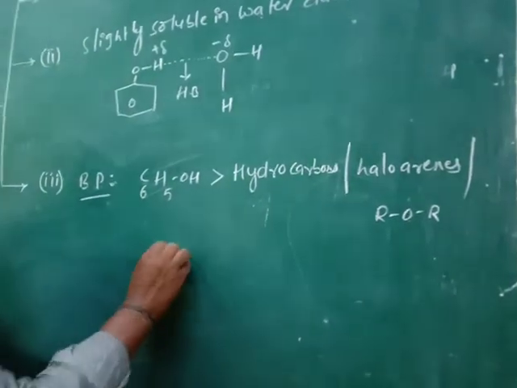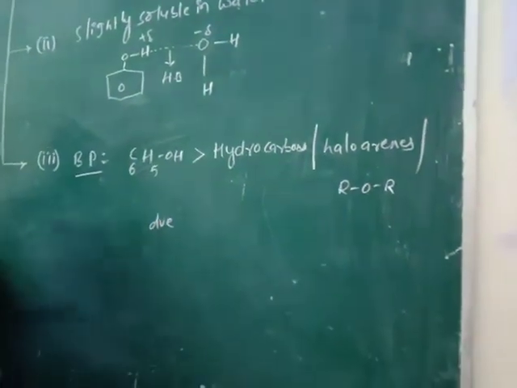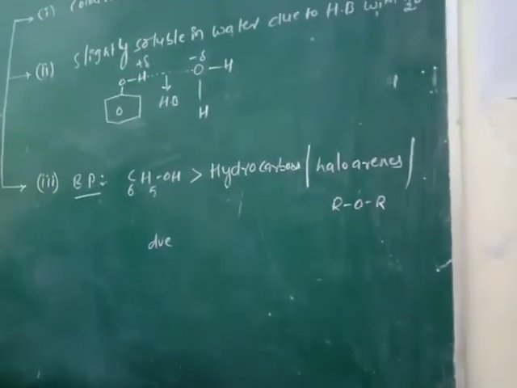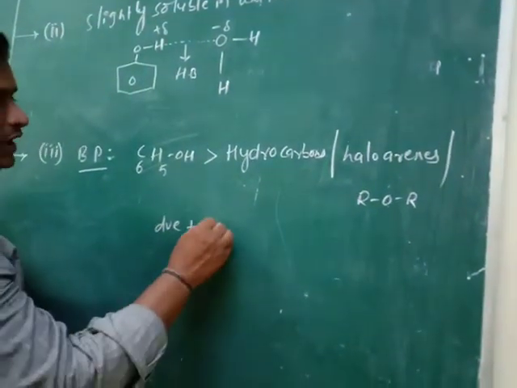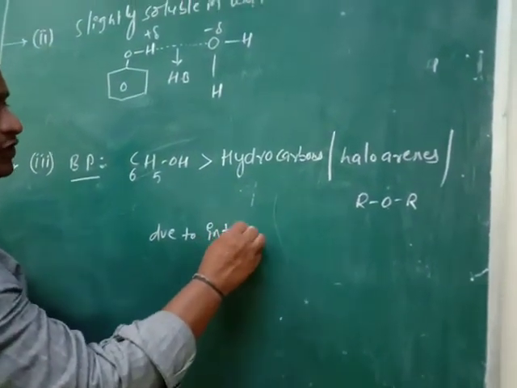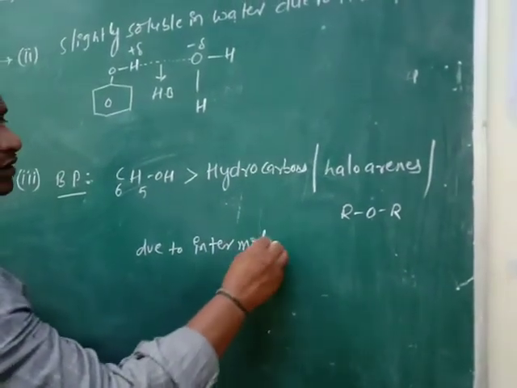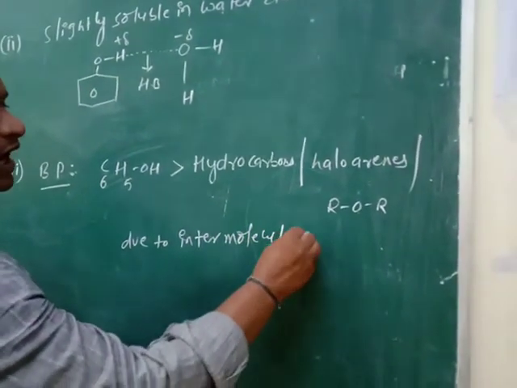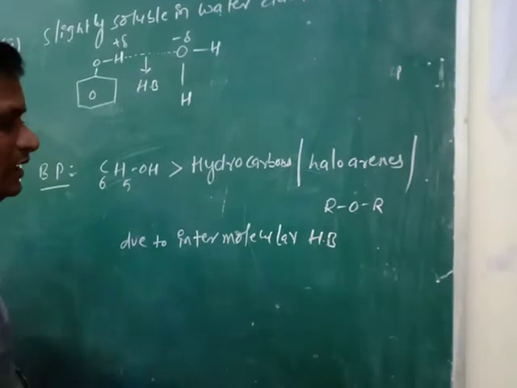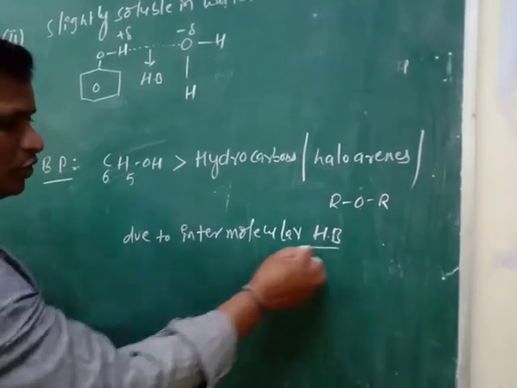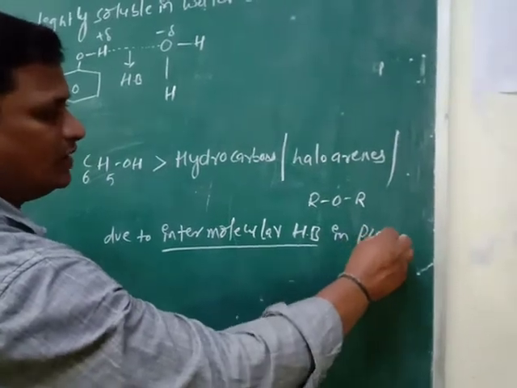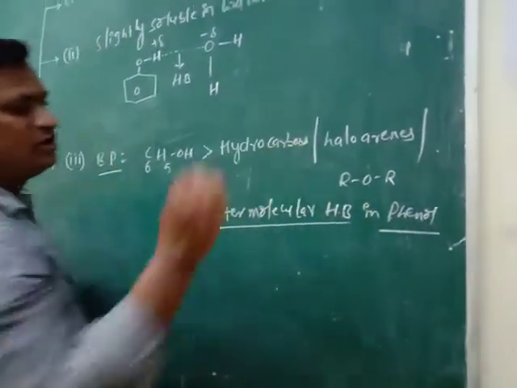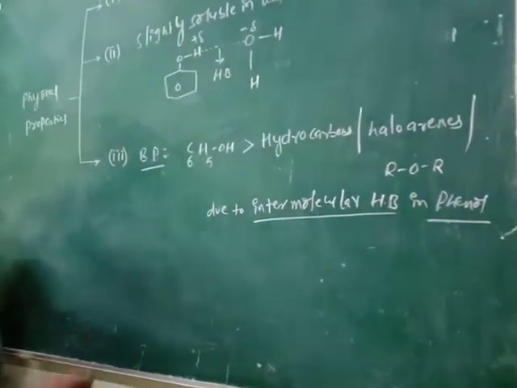Why? Because boiling points of alcohols are greater than these compounds due to intermolecular hydrogen bonds. Intermolecular hydrogen bonds are present in phenols.